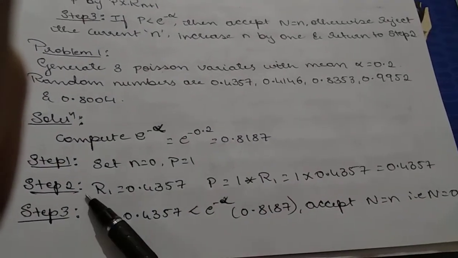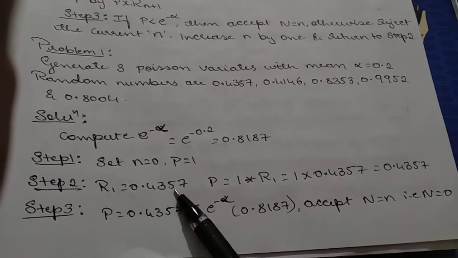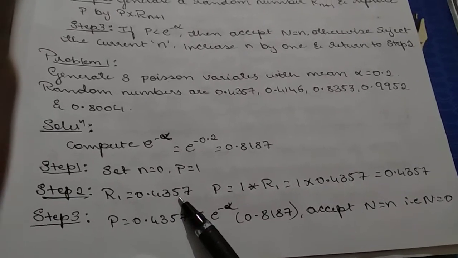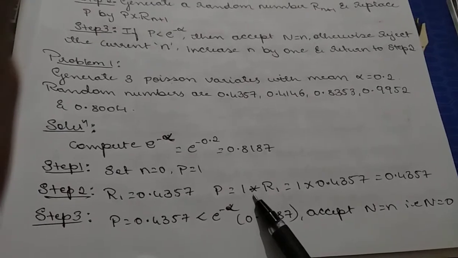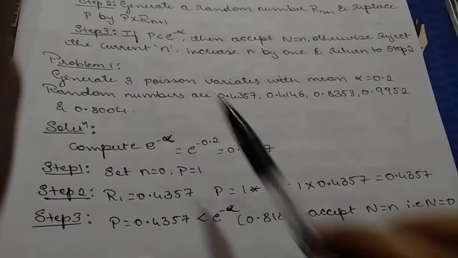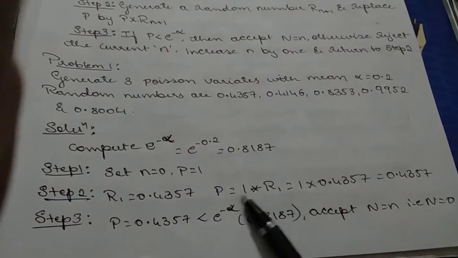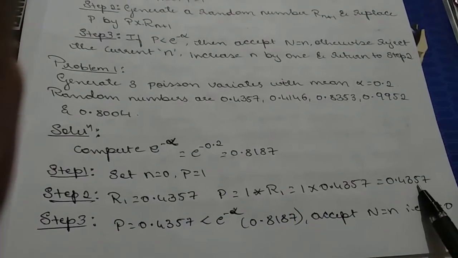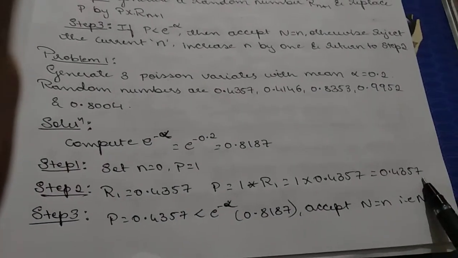So step 2, R1 is equal to 0.4357. Now I am just setting the value of P. P is equal to 1 into R1, that is P into Rn plus 1. The P value is 1 I am taking, so 0.4357. Next, what do you have to do?